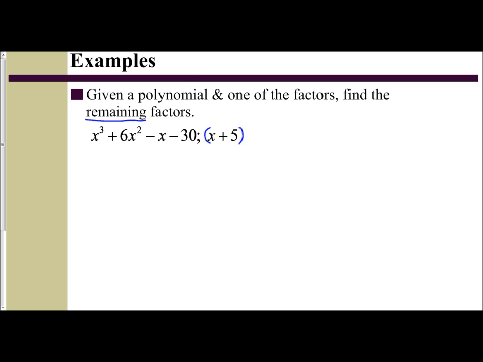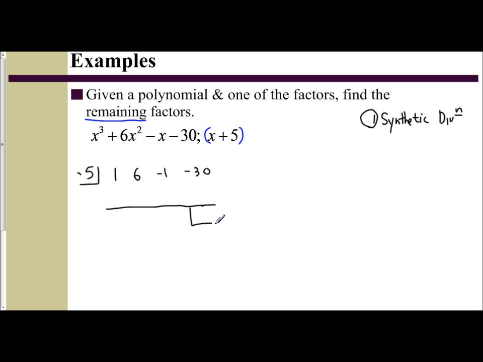To do this, the first thing you want to do is divide this binomial out. So you do synthetic division. And so the solution to x plus 5 is negative 5. So I set up synthetic division with negative 5. We have the coefficients of 1, 6, negative 1, and negative 30. There's no gaps in the exponents. So 1, 6, negative 1, negative 30.